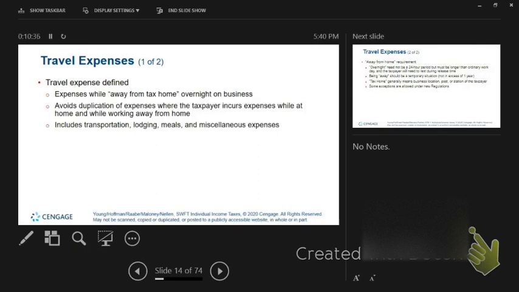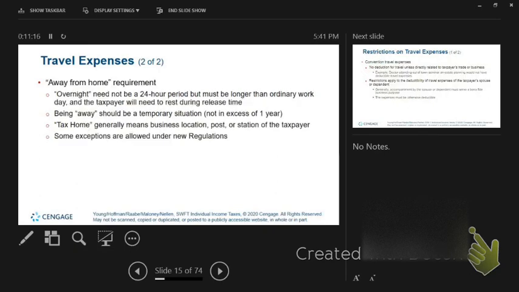All right, so now we're looking at travel. That's defined as not being at home. So travel is not necessarily that you're far away from home. It does not have to be overnight, all right, but it's usually being away from home for a period that is roughly more than 8 hours, all right? So what they're looking at is you want to avoid duplication of expenses, where the taxpayer incurs anything at work and at home and doubles the expenses. We're also trying to make sure it could include lodging, it could include meals, and it could include transportation.